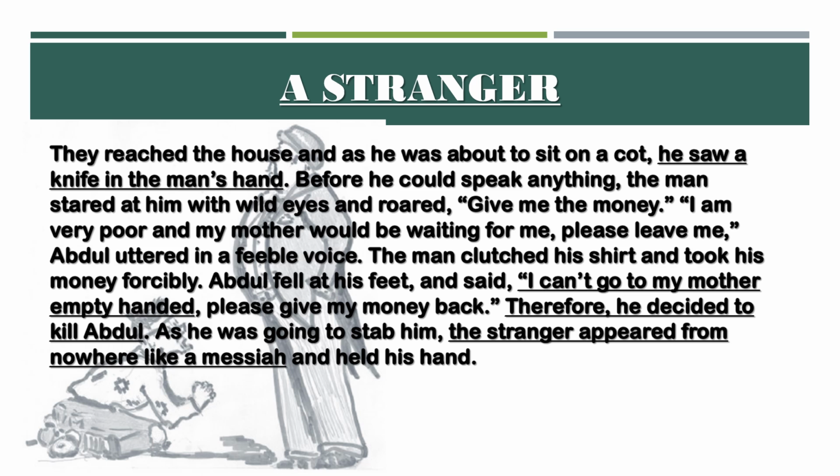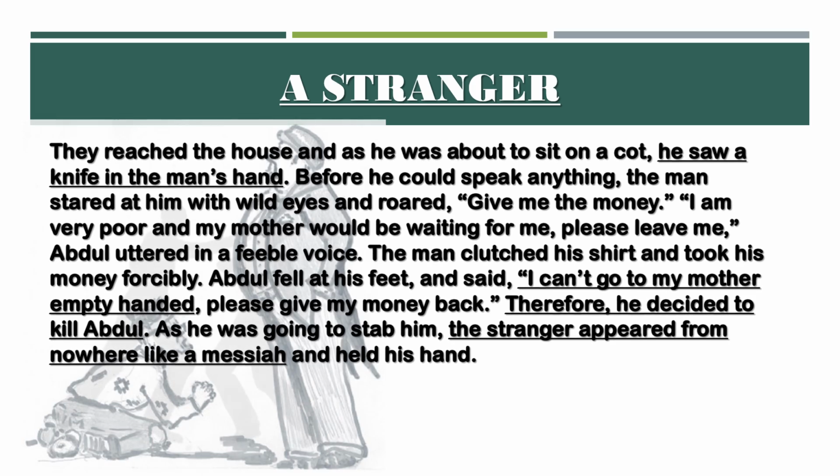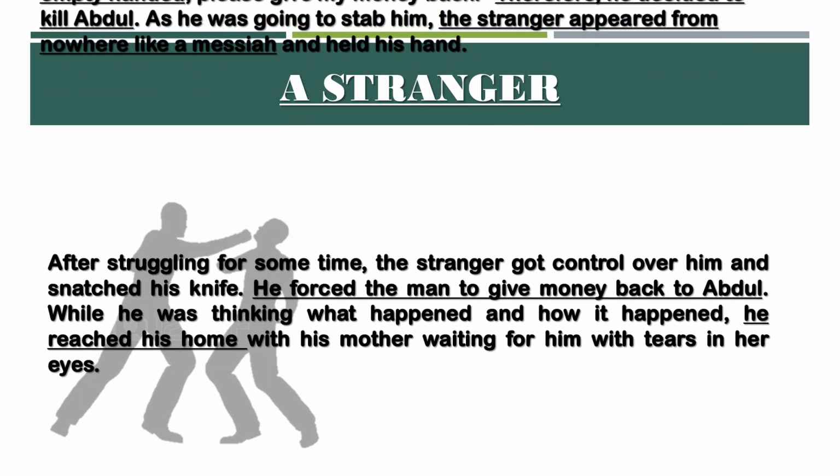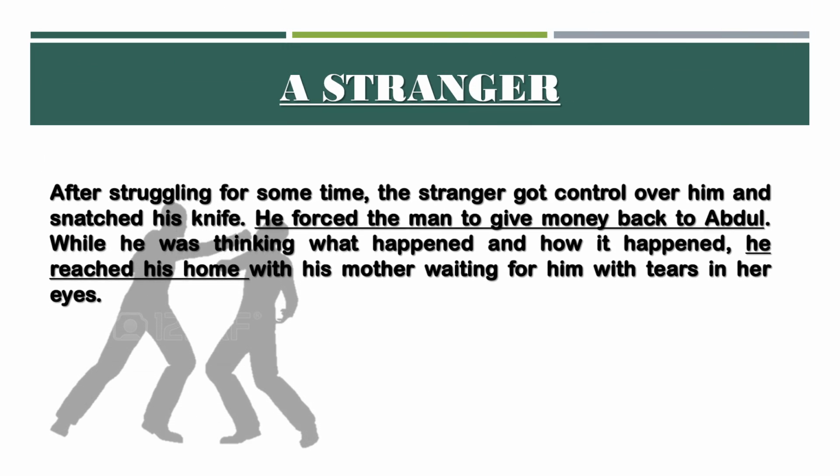The readers must think whether Abdul is going to be killed or not. As he was going to stab him, the stranger appeared from nowhere like a Messiah and held his hand. With this line, we can see that the climax has turned into anticlimax, where the action is falling down. After struggling for some time, the stranger got control over him and snatched his knife. He forced the man to give money back to Abdul. And after anticlimax, we can see the resolution. The problem is solved. Abdul got his money back.